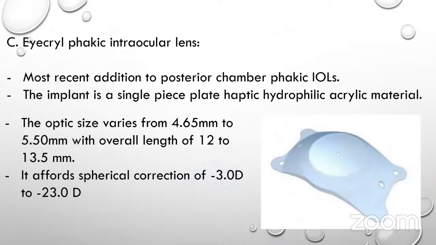Acrylic phakic intraocular lenses. These are the most recent addition to the posterior chamber phakic intraocular lenses. The implant is a single-piece plate haptic hydrophilic acrylic material. The optic size varies from 4.65 mm to 5.50 mm with an overall length of 12 to 13.5 mm. It affords a spherical correction of -3.3 diopter to -23 diopter.